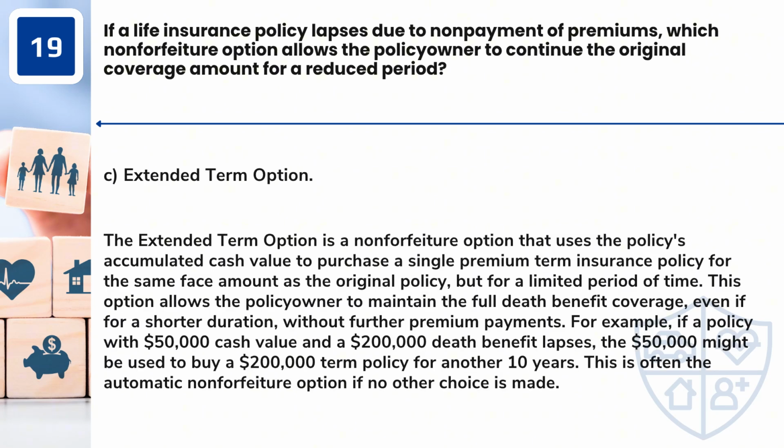Answer: C. Extended term option. The extended term option is a non-forfeiture option that uses the policy's accumulated cash value to purchase a single premium term insurance policy for the same face amount as the original policy, but for a limited period of time. This option allows the policy owner to maintain the full death benefit coverage, even if for a shorter duration, without further premium payments. For example, if a policy with $50,000 cash value and a $200,000 death benefit lapses, the $50,000 might be used to buy a $200,000 term policy for another 10 years. This is often the automatic non-forfeiture option if no other choice is made.